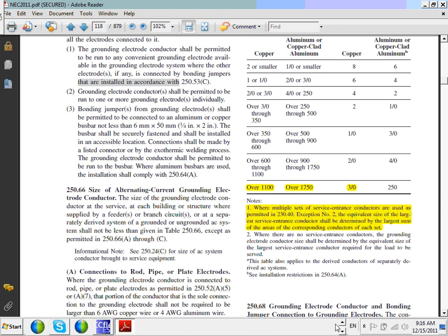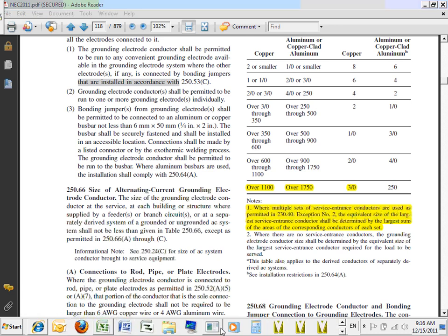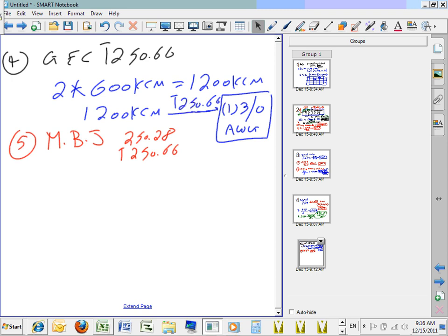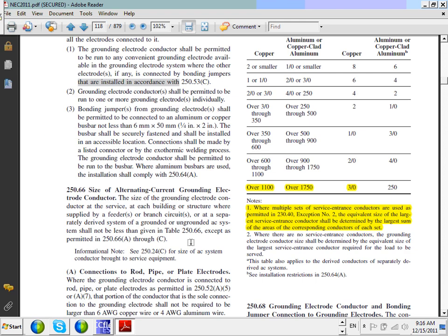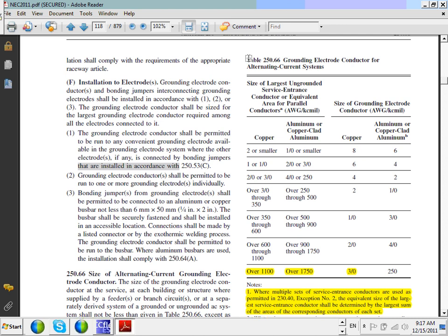The reason why I highlighted this one, because when we went here, we multiplied it by 2. Can you guys see that? Why did we multiply by 2? Based on that rule. We multiplied by 2 based on this rule right in here, that little highlight at the bottom. And oh, by the way, we are in table 250.66. Any questions, guys, about this table? And why did we use the copper, not the aluminum? Just because your default is copper. But this is for the grounding electrode conductor. Any questions, Phil? Does it make sense?